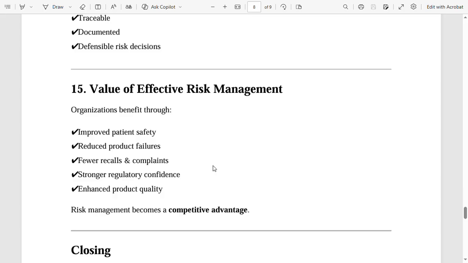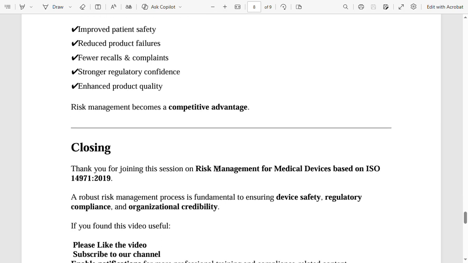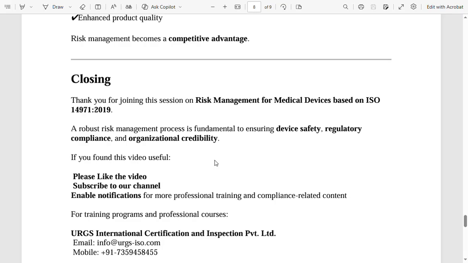15th, value of effective risk management. Organizations benefit through improved patient safety, reduced product failures, fewer recalls and complaints, stronger regulatory confidence, enhanced product quality. Risk management becomes a competitive advantage.